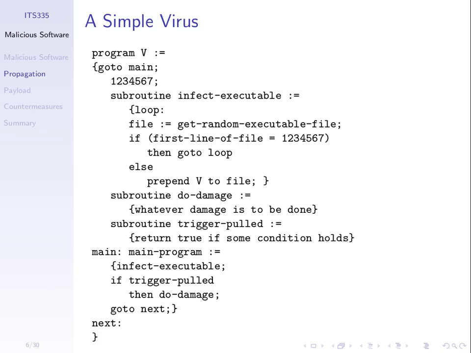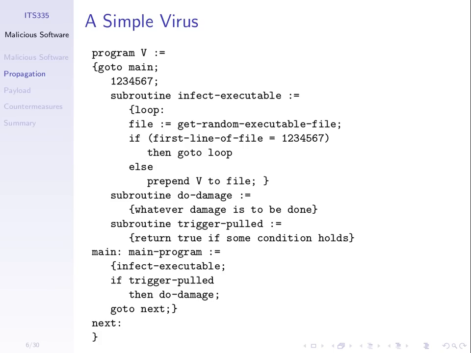So infect another executable. Once you've done that, then if trigger pulled, what does that mean? Well, it's just a check that if some conditions return true, and that's whatever the virus is programmed to check. For example, if the current date is greater than some value, or if some special file exists on the system or doesn't exist. So perform some check, and if the check returns true, the trigger is pulled, meaning we want to perform some damage, then we call the subroutine do damage, which does whatever it is programmed to do.